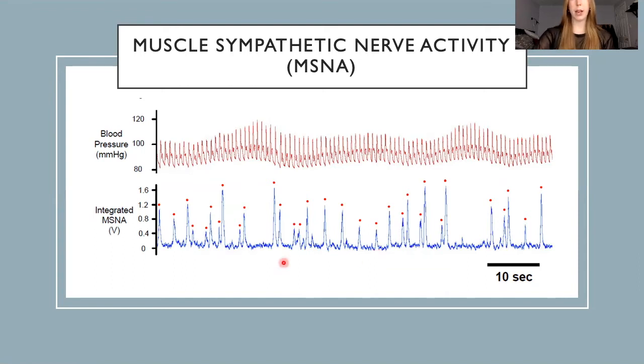We see in this diagram that following what is called an MSNA burst or burst cluster, there's a subsequent rise in blood pressure. And after a period of no bursts occurring, blood pressure starts to fall again. And then another MSNA burst occurs, leading to a rise in blood pressure. And so the cycle goes.